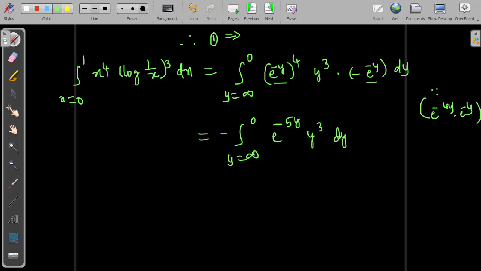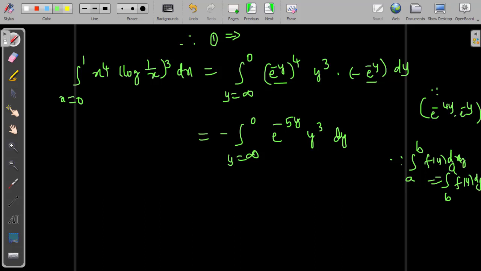Here we have a definite integral property: integral a to b of f of y dy, if you swap the limits, becomes minus integral b to a of f of y dy. It is in terms of y.